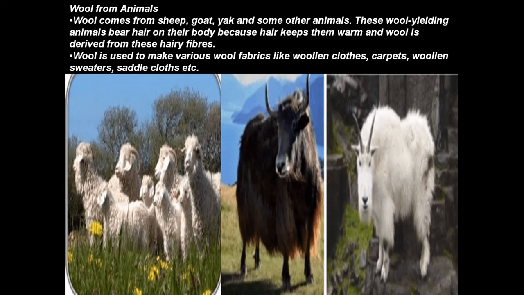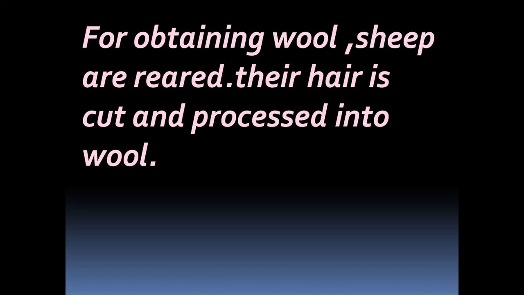Wool comes from sheep, goat, yak and some other animals. These wool yielding animals bear hair on their body because hair keeps them warm and wool is derived from these hairy fibers. Wool is used to make various woolen fabrics like woolen cloths, carpets, woolen sweaters, saddle cloths, etc. For obtaining wool, sheep are reared. Their hair is cut and processed into wool.